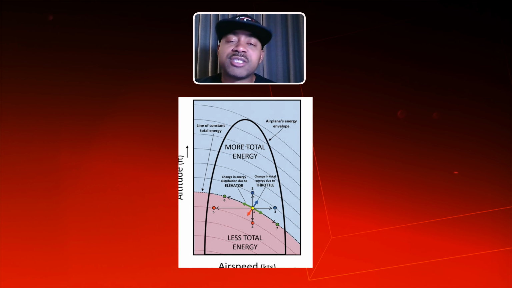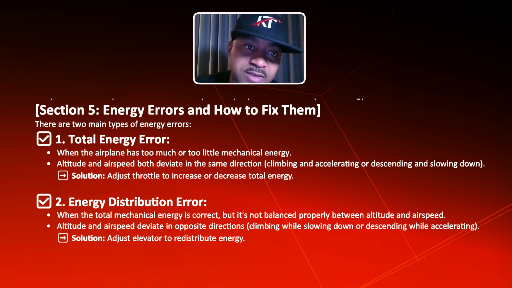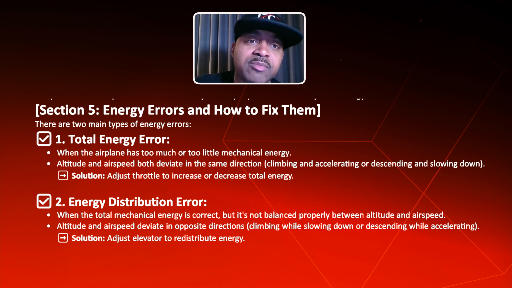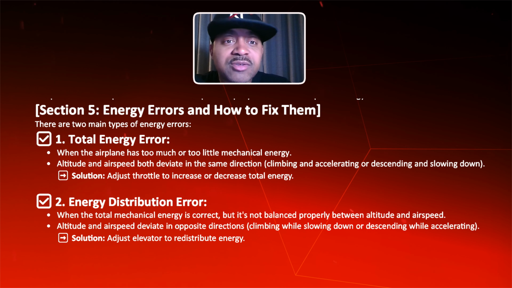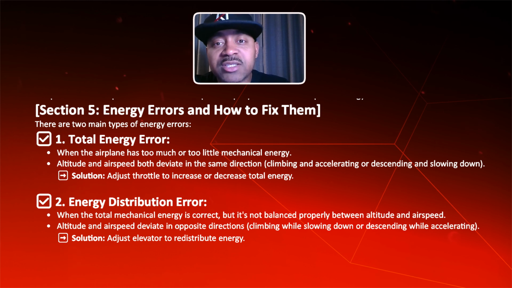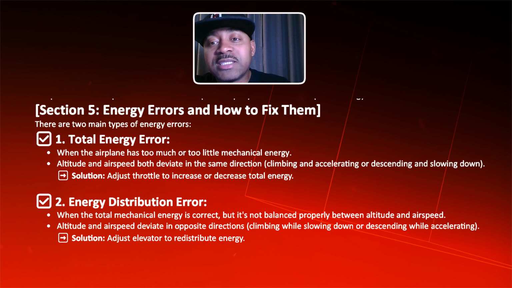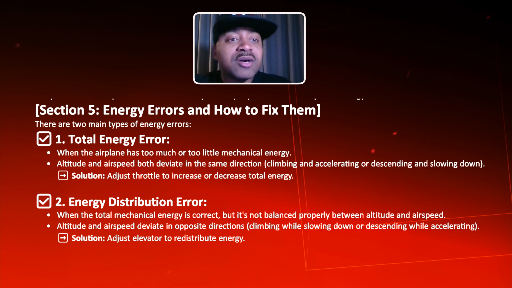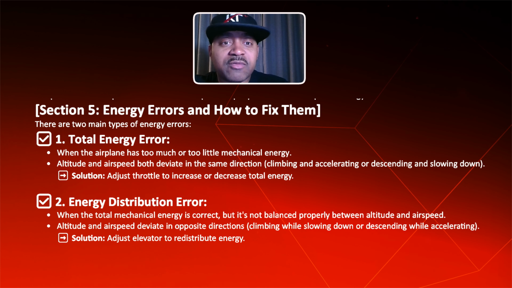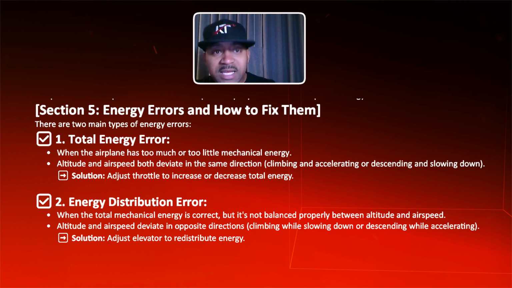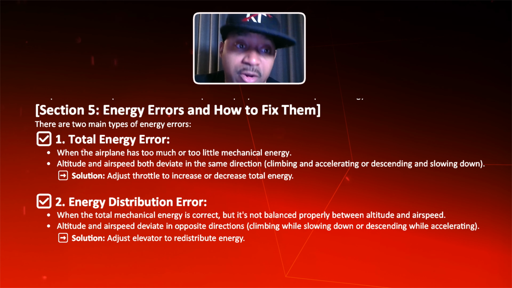So here are some energy errors and how to fix them. If you have a total energy error, when the airplane has too much or too little mechanical energy, altitude and airspeed both deviate in the same direction. You're climbing and accelerating, or descending and slowing down. Well, what's your solution? You adjust the throttle, either increasing or decreasing. That's what you do when you have a total energy error.